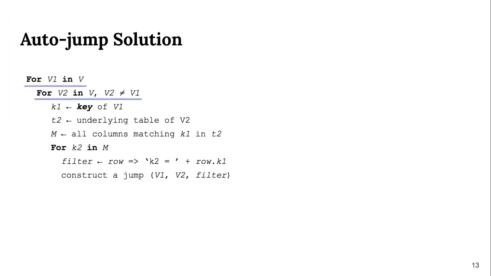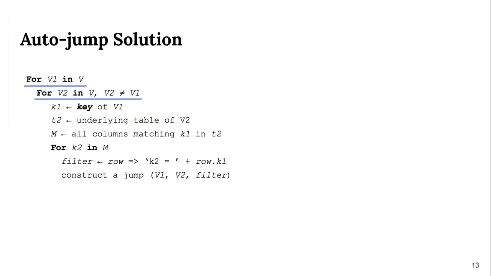So for each pair, V1 and V2, we first identify the key of V1, which uniquely determines the objects in V1. Next, we use T2 to denote the underlying table for V2. M is the set of columns that match K1, which is the key of V1, in T2. We can then loop over all matching columns and construct a jump with a filter that joins this matching column and the key of V1.